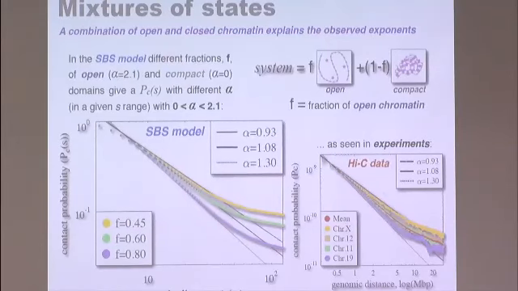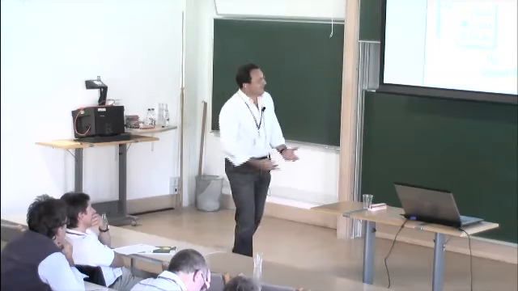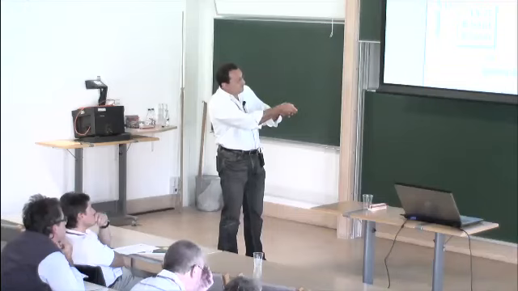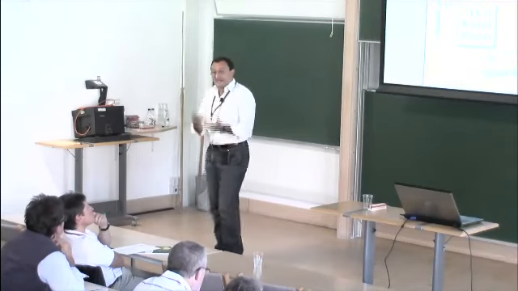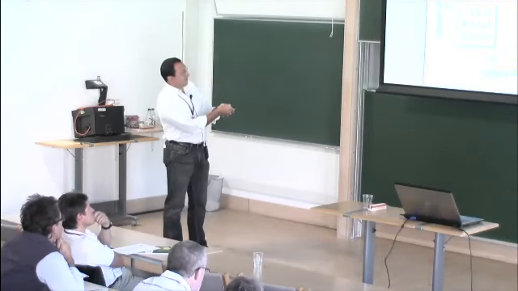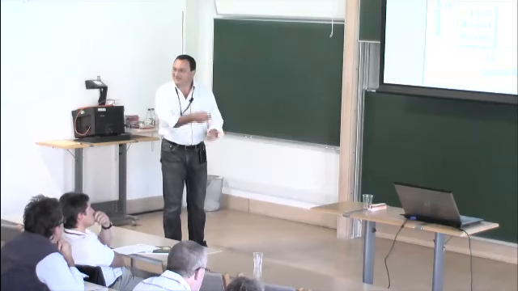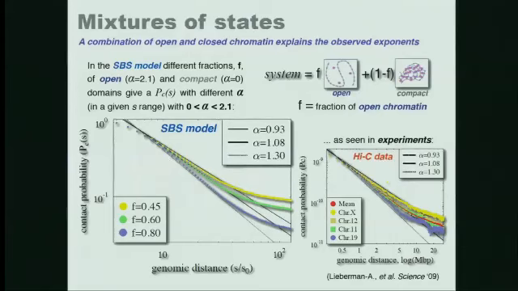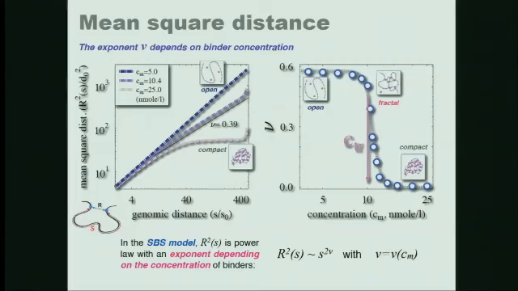And you understand the story. If you decrease the fraction of open chromatin, so you get a more compact mixture, you get the yellow data, 45% of open chromatin, and you get an exponent which is roughly 0.93, which is close to what you get with chromosome X. And even the banding of the distribution is found. And similarly, for chromosome 19, if you increase F to 80%, you get the bluish data, exponent roughly 1.3, close to chromosome 19.